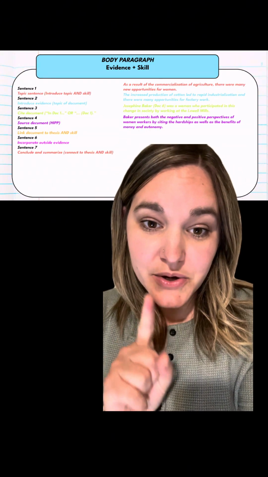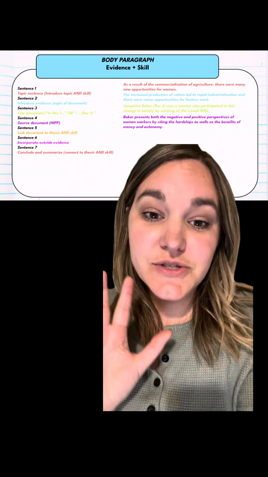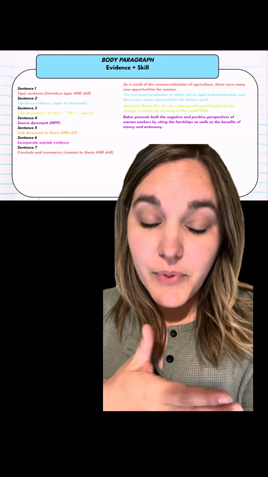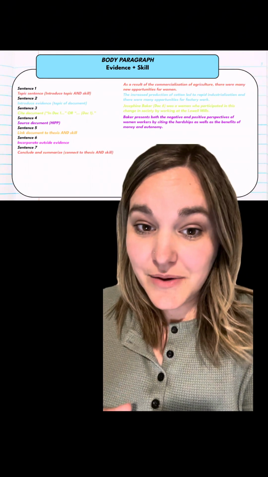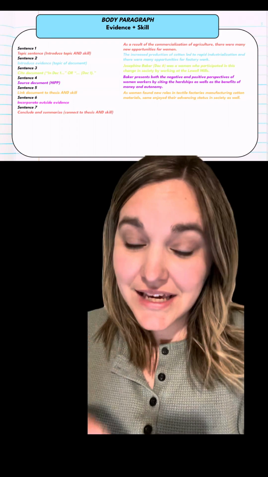So you are incorporating something from the document that is showing that you are applying it to this overall idea of factory work. Now, to get one of the analysis points, you need to source 2 documents. This means you need to talk about the historical context, the audience, the purpose, or the point of view of 2 of the documents. For this one, I think point of view works really well because Josephine Baker is providing both perspectives of the negative and positive implications of this factory work at the Lowell Mills.